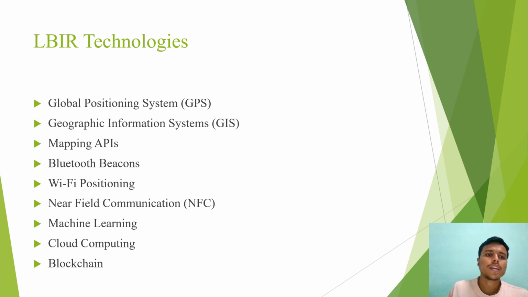So there are some location based information retrieval technologies. First is GPS, the Global Positioning System, which is also important in location based information retrieval. According to that, location can be determined. Next is GIS, Geographic Information Systems. Then mapping APIs. There are different mapping application programming interfaces.